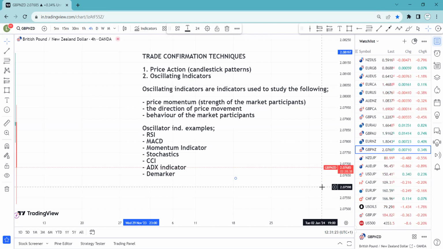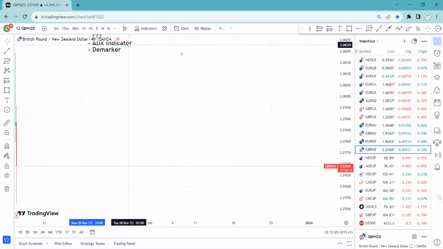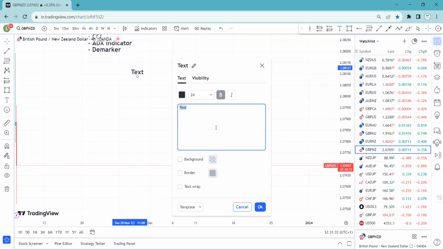So let's go straight to the CCI. I'm going to be talking about the CCI right now. All right, so the CCI is short for commodity channel index. All right, commodity channel index.